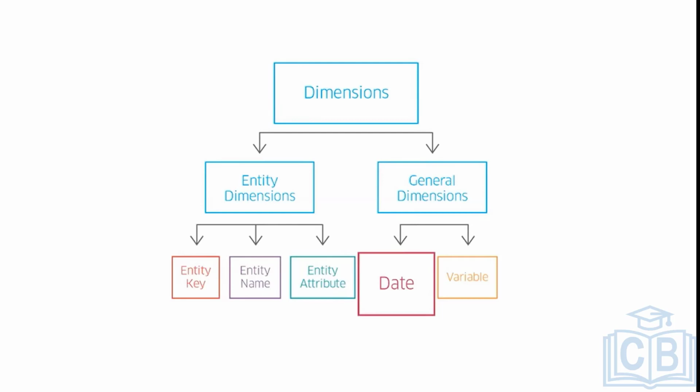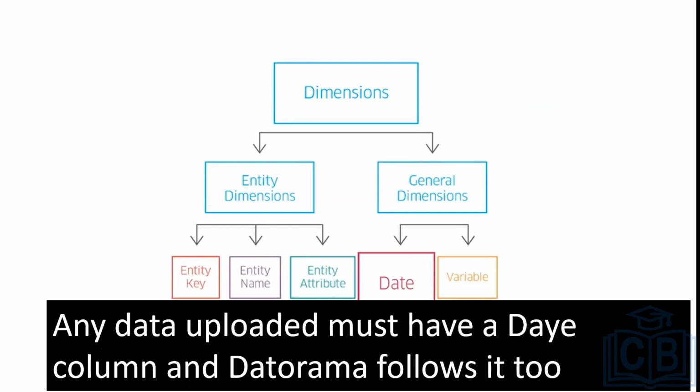Now, in general dimensions, we have date. Any data uploaded must have a date column. Oops, the date column has changed into day column due to the typo, and Datorama follows it too. So it's not day, it's date. Now, you have to keep in mind always, guys, that whenever you upload data, it must have a date. Why? Because apart from date, it doesn't make sense.